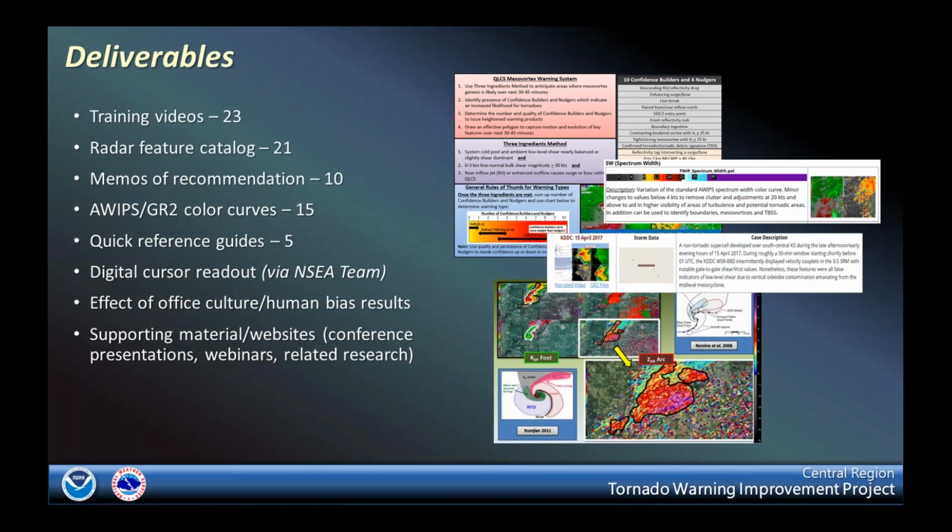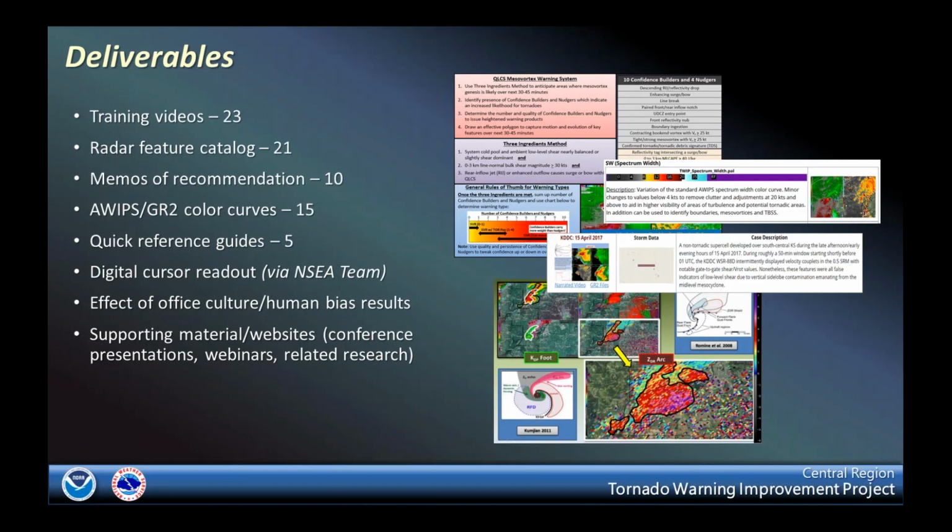The Radar Features Catalog provides extra examples of many different signatures besides the examples that are in the videos. We have 21 so far, and we'll be adding to that as we go on. 10 memos of recommendation, one of which I just talked about, obviously. We have different color curves that are out there, and you all gave us input on what the best color curves are to recognize features that are important to the decision process. They're not only for AWIPS, but also for GR2, and there are some alternate color curves available as well, besides the primary ones that are recommended.